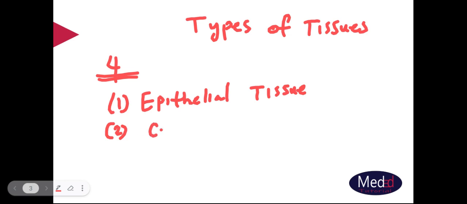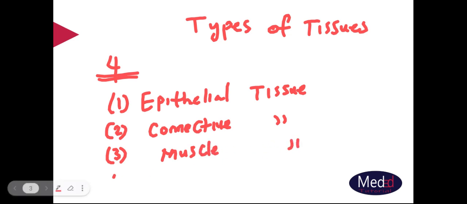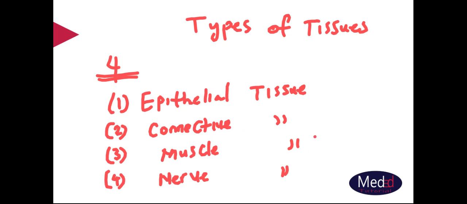The second type of tissue in the body is the connective tissue. The third type is the muscle tissue, and the fourth one is the nervous tissue, or nerve tissue. It is good that you know that the muscle tissue and the nervous tissue are the only ones that are excitable, and you will understand what I mean by that as we go on in this video. But for the purpose of this particular class, let's just focus on the epithelial tissue.